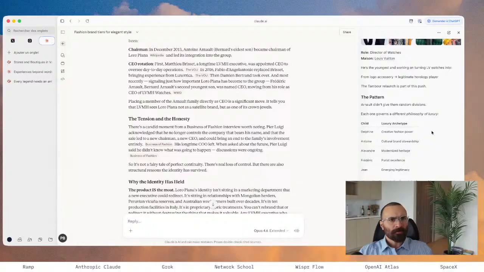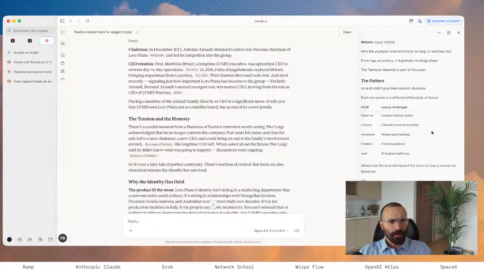Then give them each a division. Each one governs a different philosophy of luxury. Delphine, creative fashion power. Antoine, cultural brand stewardship. Alexandre, modernized heritage. Frédéric, purist excellence. Wow. Loro Piana. Jean, emerging legitimacy.